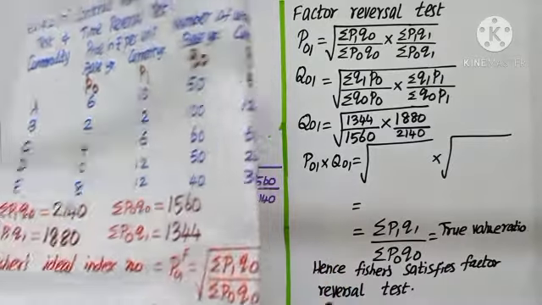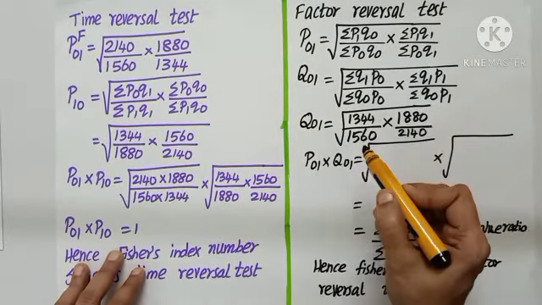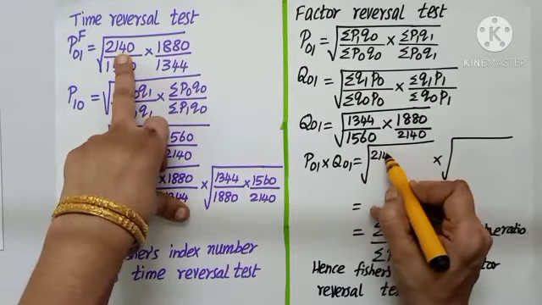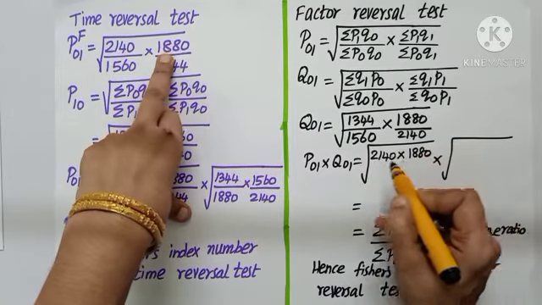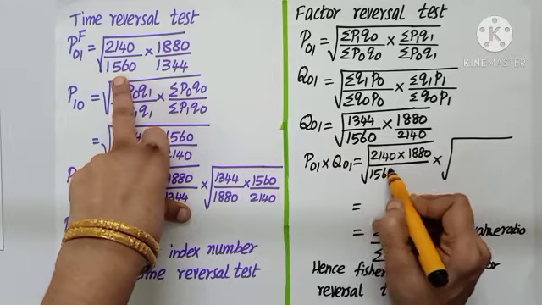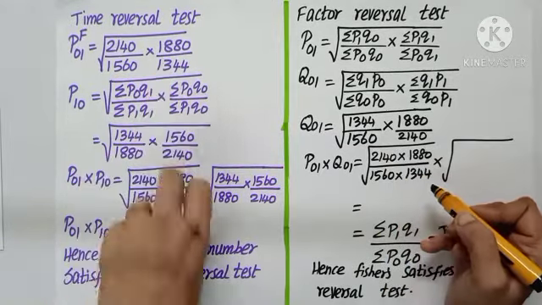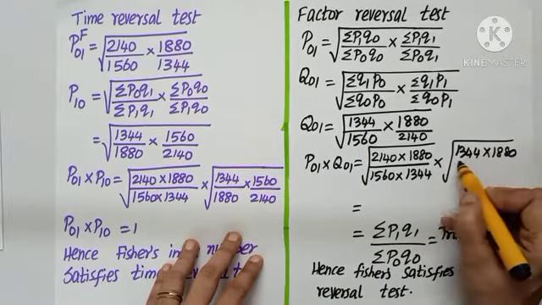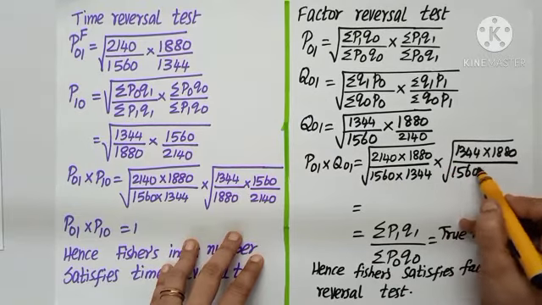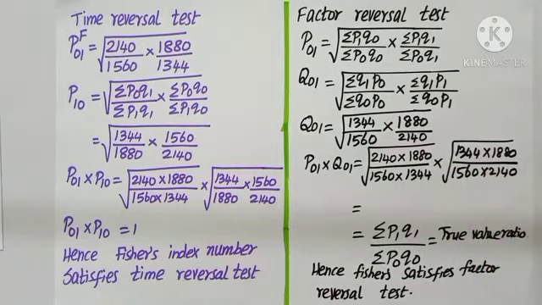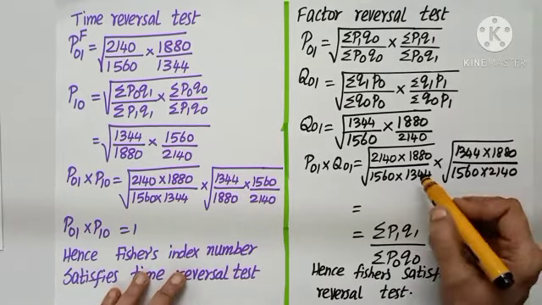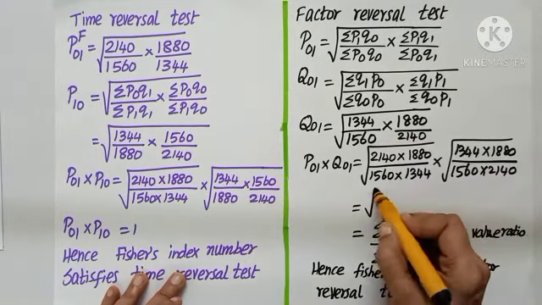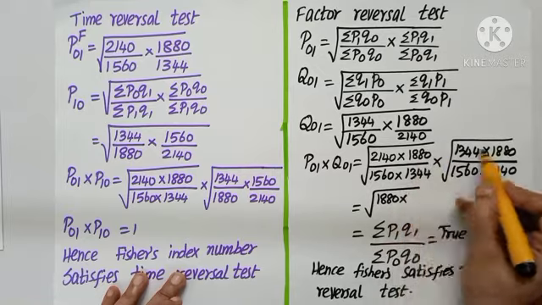Now, let us multiply P01 and Q01. What is P01 from here? 2140, 1880, denominator 1560, 1344. Q01 from here 1344, 1880 by 1560, 2140. See which term gets cancelled. 1344 cancels, 2140 cancels. We are left with 1880 two times.